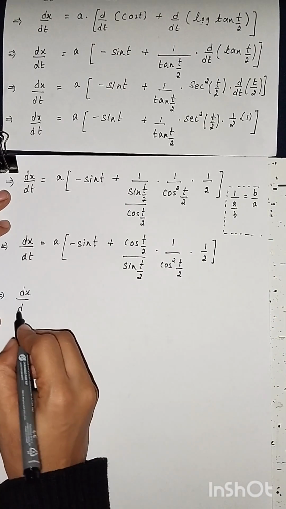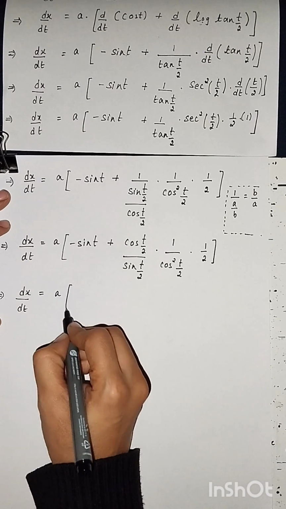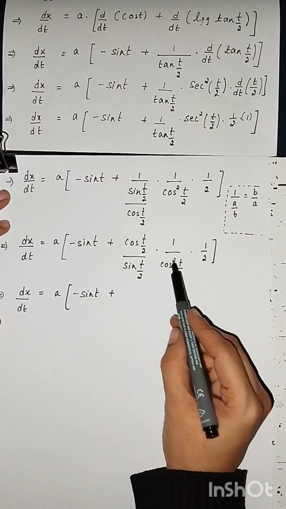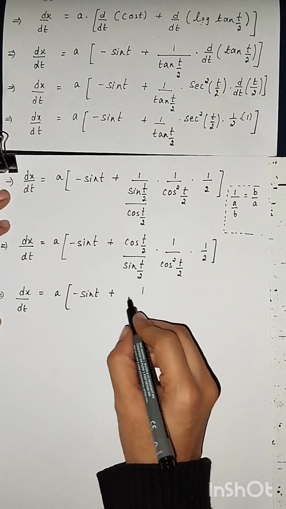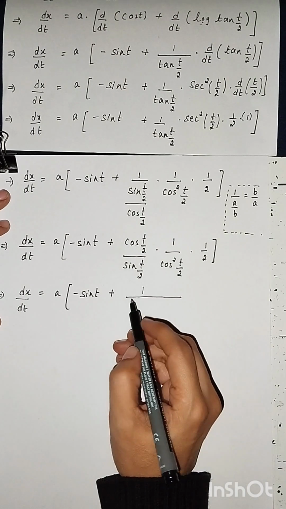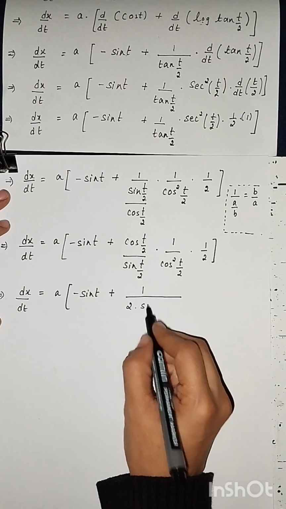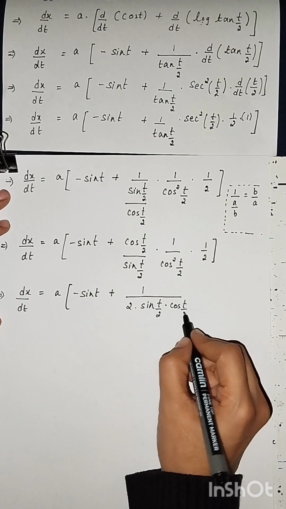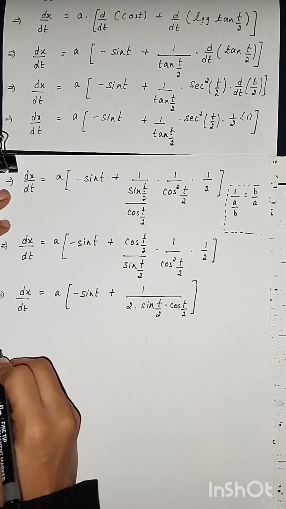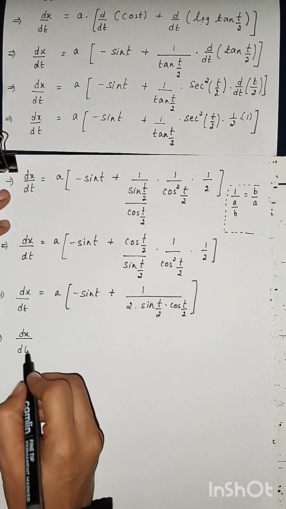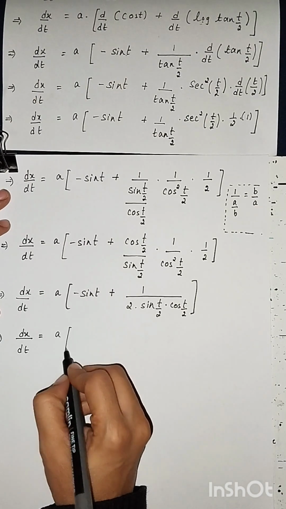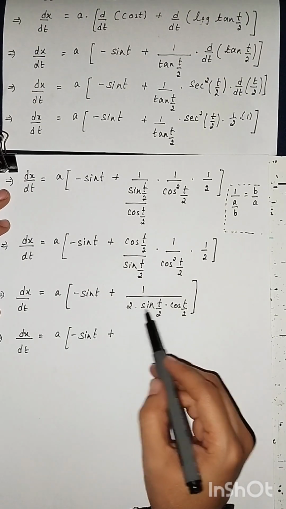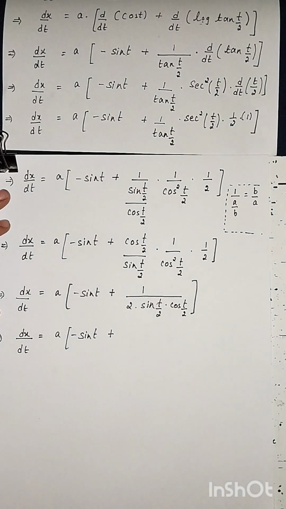This implies dx by dt is equal to a into minus sin t plus cos t by 2. One cos t by 2 will get cancelled. So you are left with, and we will multiply all these terms. So we will write 2 sin t by 2, one cos t by 2 is left over, so we will write cos t by 2. Now this implies dx by dt is equal to a into minus sin t plus, so here we have 2 sin t by 2 into cos t by 2.